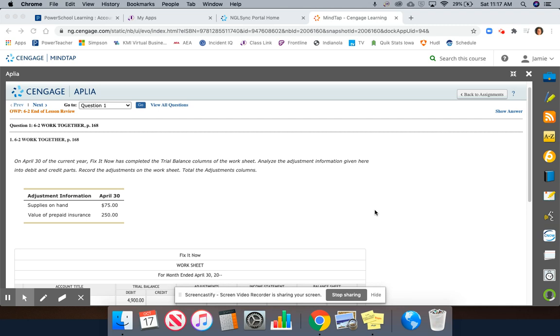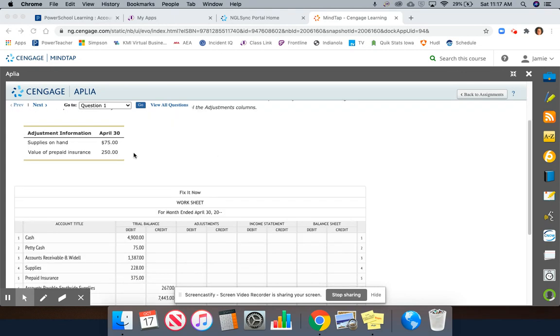For our 6-2 work together, we have the task of doing our two adjusting entries. So our adjusting entries for supplies and our adjusting entries for prepaid insurance. So our first adjusting entry for supplies.